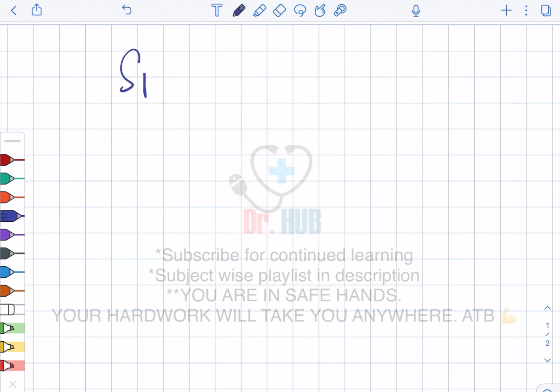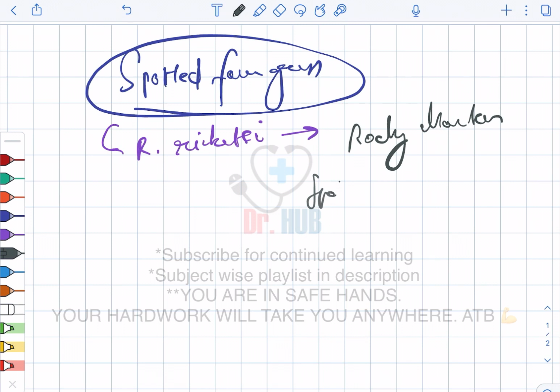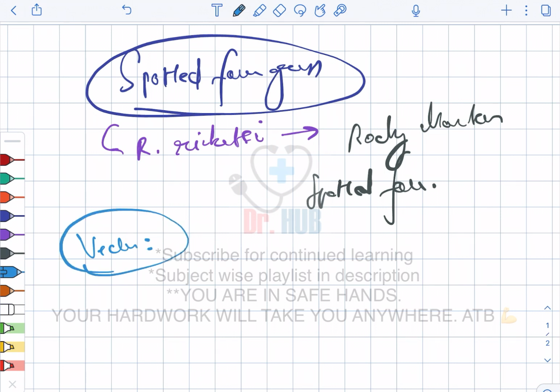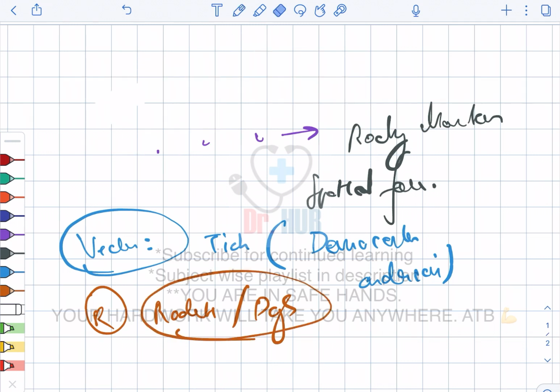Next, moving on to the spotted fever group. In case of the spotted fever group, there is R. rickettsii. So the disease here is Rocky Mountain spotted fever. Now looking at the vector, it includes the tick, Dermacentor andersoni. And looking at the reservoir, it is the rodents or the dogs.